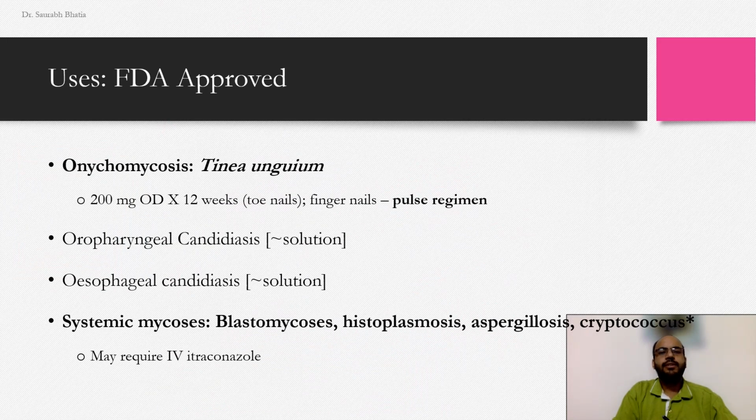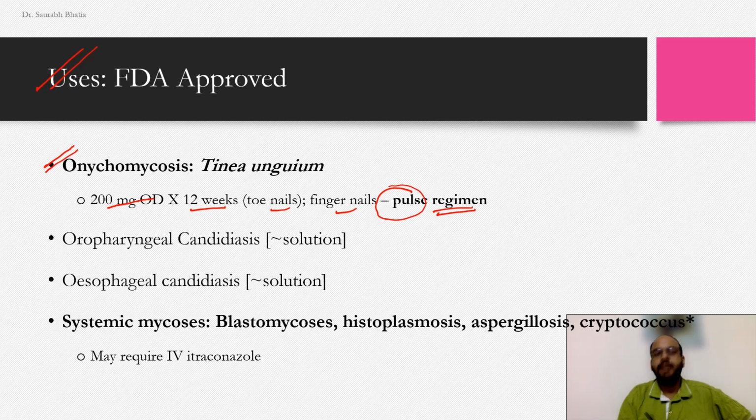So we have understood how itraconazole acts and where itraconazole acts. We'll discuss the uses of itraconazole. It has been approved by FDA to be used in onychomycosis or tinea. We have discussed the difference between these two in the previous video. The dose that is recommended is 200 mg once a day for 12 weeks if you are treating toenail. If you are treating fingernail, the pulse regimen is recommended. It has fewer side effects and much better compliance in the pulse regimen.